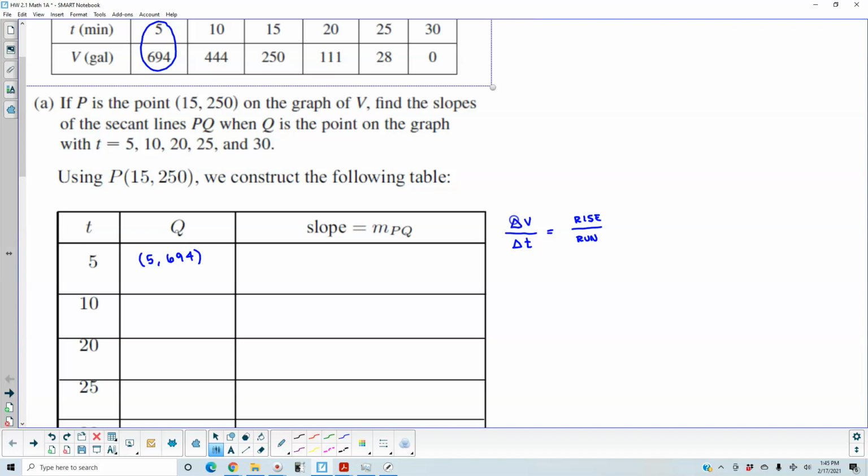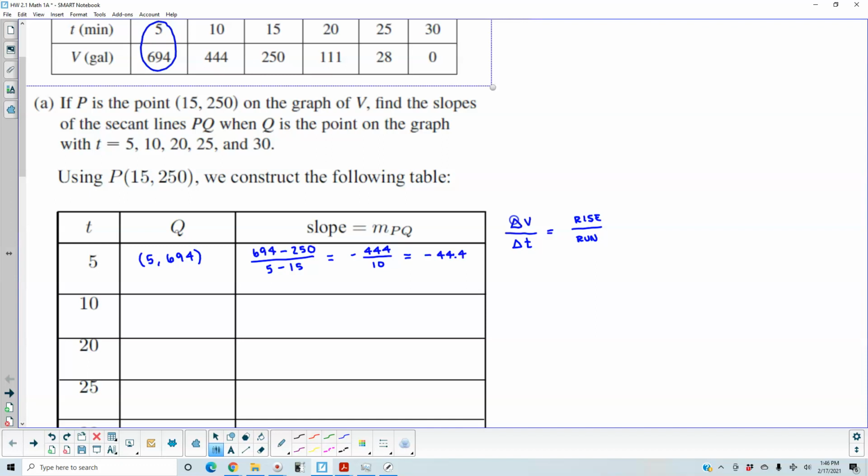So we want to find the change in volume over the change in time. Well, we take 694, which is the volume at point Q, and then we subtract 250, which is the volume at point P, and then we divide that by 5 minus 15, which is the change in time. So we end up getting negative 444 over 10, which gives us negative 44.4.